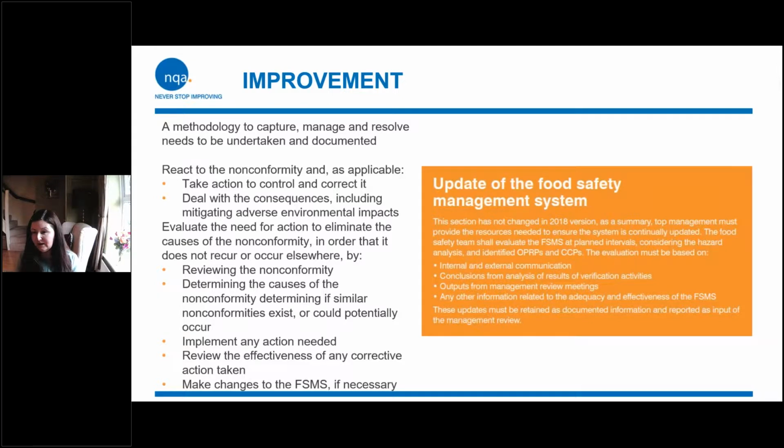Improvement, so a methodology to capture, manage and resolve needs to be undertaken and documented. So this is about your non-conformities, so it might be internal non-conformities or external non-conformities. What are you going to do to correct it? You look at the root cause, the correction, the corrective action, do you have preventative action, etc. And also consider, could this happen again? And then review the effectiveness of any corrective action that you've put in place. And again, make changes to your food safety management system if needed.